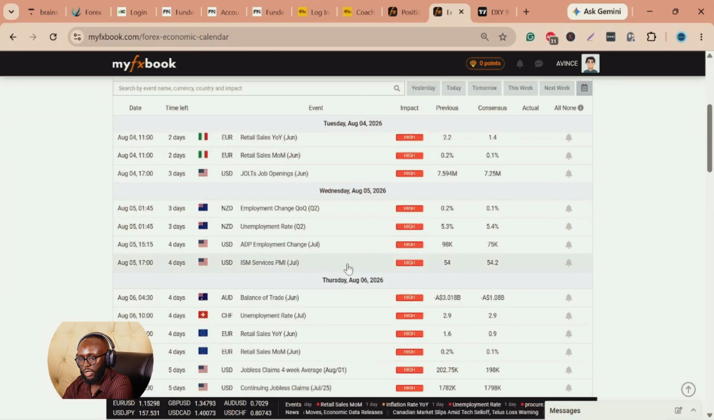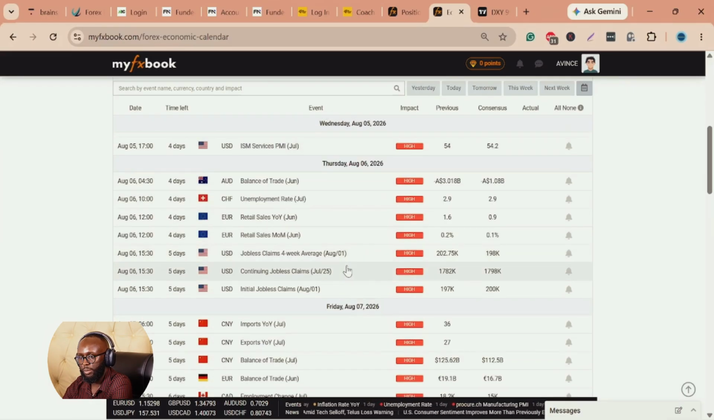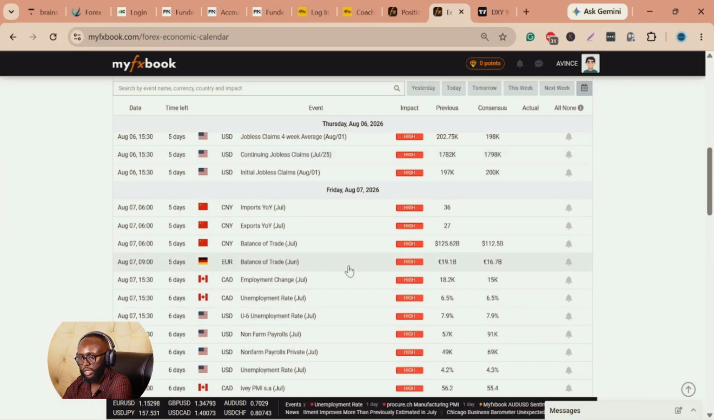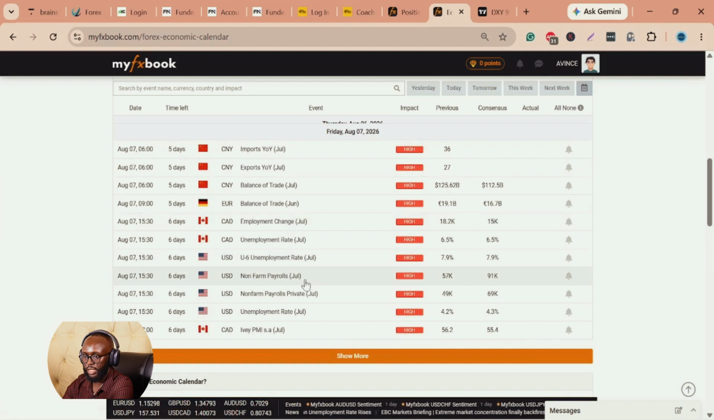Then on Wednesday, we're going to be having some NZ news as well as USD. On Thursday, a couple of AUD, Euro and USD news. And then on Friday, we're going to be having some Chinese yuan news, as well as Euro, USD, and CAD news. Now, the hallmark of the week, as I have mentioned, is the NFP, which is the non-farm payroll, which is going to be slotted on Friday.